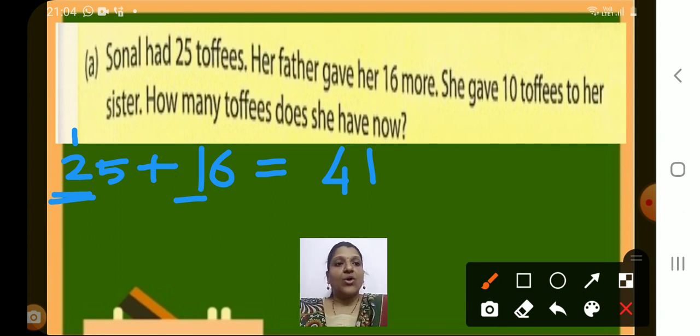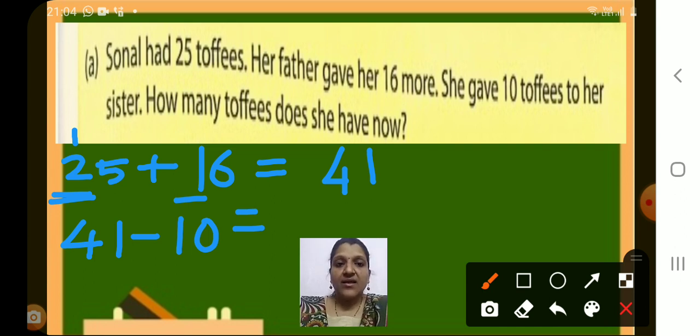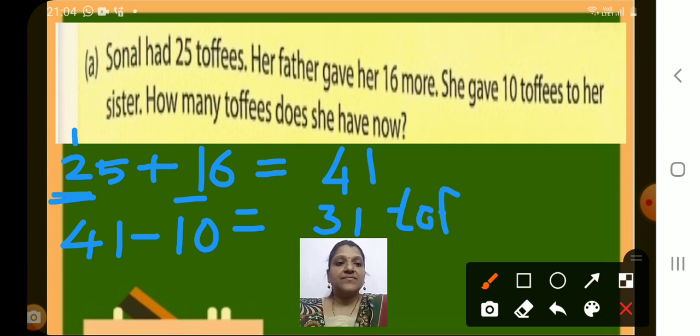Now she gave 10 toffees to her sister. So what we have to do? We have to subtract 10 from 41 and get the answer. So let us find out the answer. Here again by using ones place subtraction first. 1 minus 0 is 1 and 4 minus 1 is 3. Hence the answer is 31 toffees. Have you got it, children? Let's do the next one.